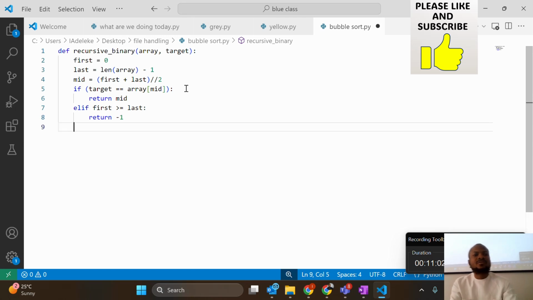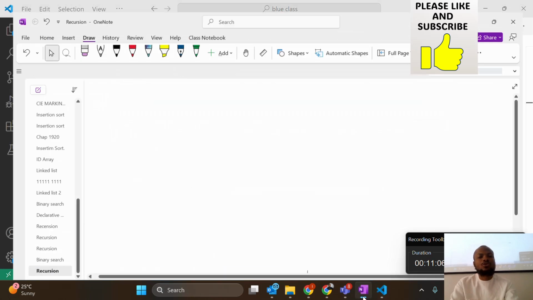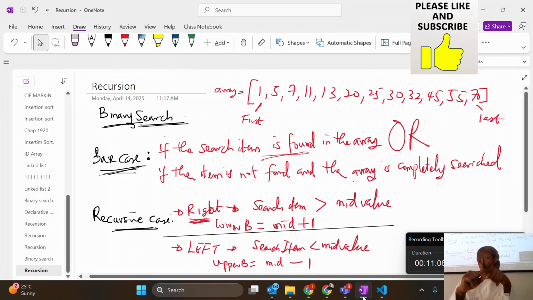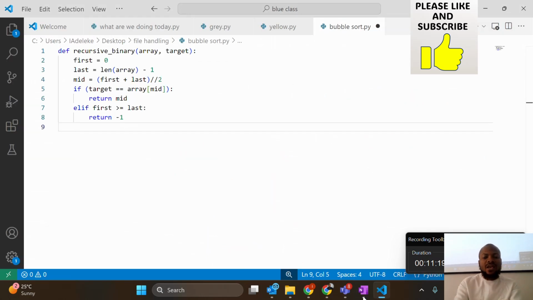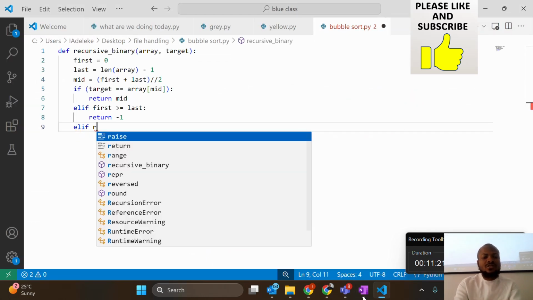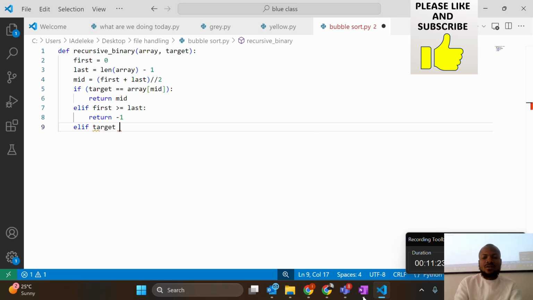Let's move forward. Now that we have identified the base case, what are we going to do? Go to the recursive case. How many conditions do we have in the recursive case? Two. So let's write the first condition: if the search item is greater than the mid value, isn't it? So that means elif target is greater than array mid.